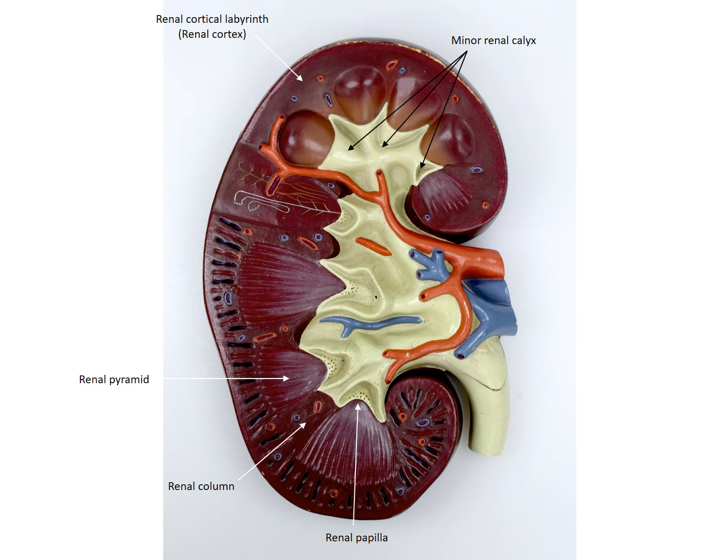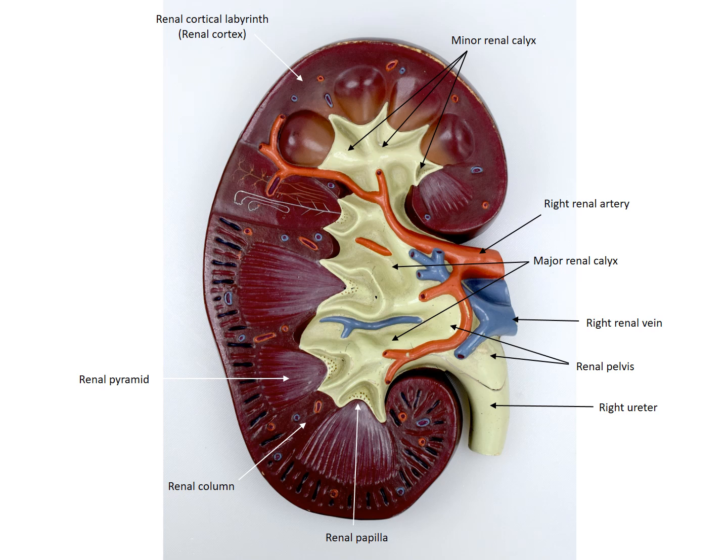You have to recognize minor renal calyx, major renal calyx, renal pelvis, and right ureter. How did I know that is the right ureter? Because I recognized right renal vein and right renal artery. This is the right kidney.